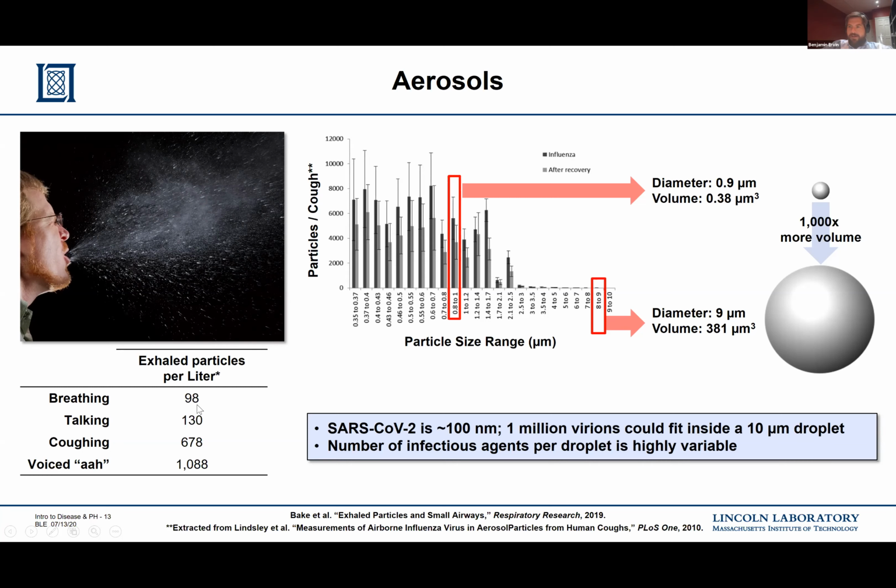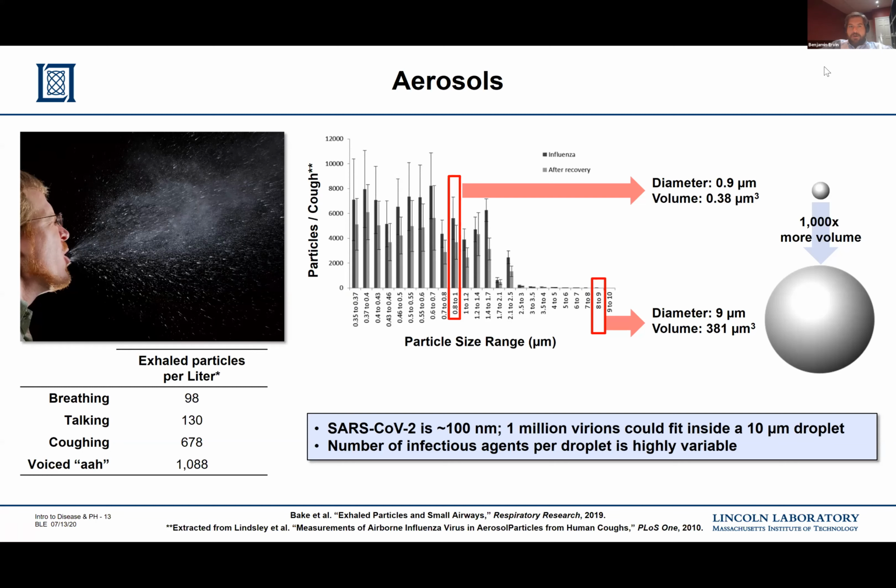Breathing was about 98 particles per liter of air, whereas when you go to the doctor and you say "ahh," you're breathing out about 10 times more particles than when you're just breathing at normal rest. Singing actually sheds as many particles in some cases as coughing. And so there have been accounts of people becoming sick with COVID-19 from choir practices in enclosed environments. It's a heavy shedder of particles.